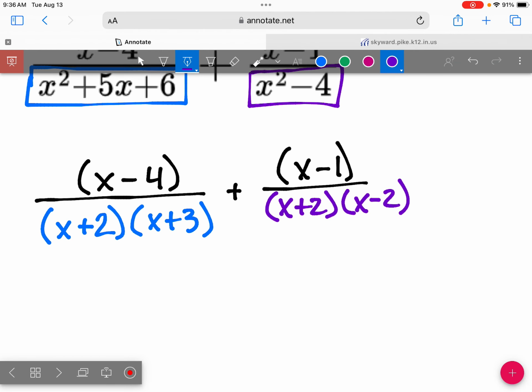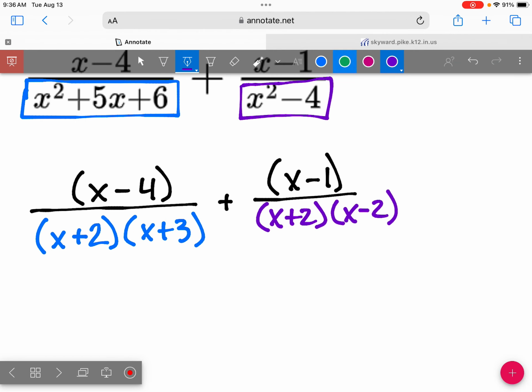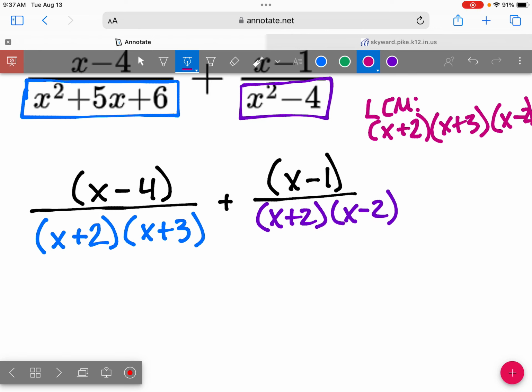The factoring part is important, so make sure we are being careful with that. So our next thing we're going to look for is trying to figure out our least common multiple of the denominators. What pieces do the denominators need to have in order to be the same? x plus 2, x plus 3, and x minus 2. So they need to all have all three pieces.